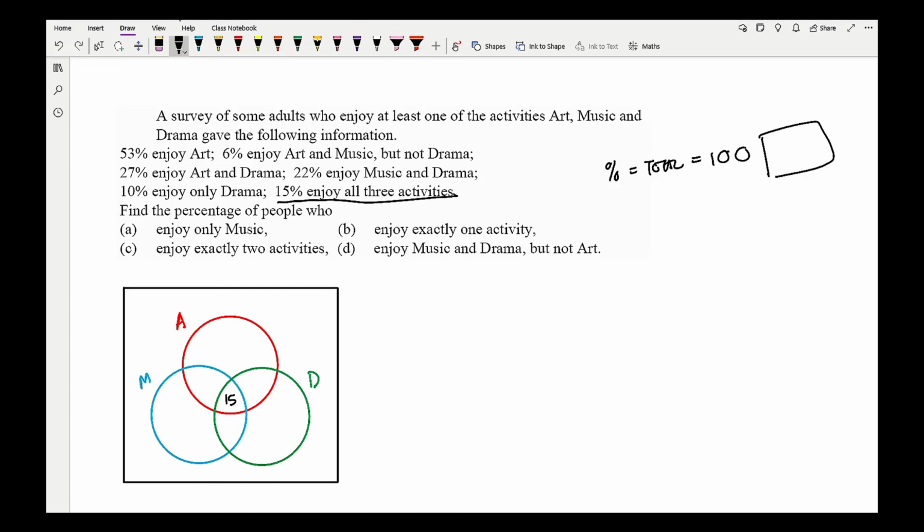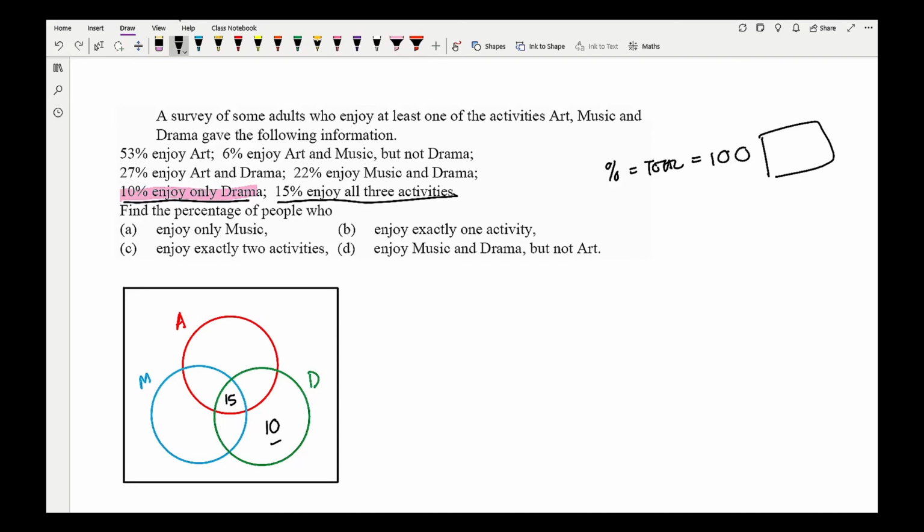Now, there is no particular order in this. It's just a case of how you break it down, but it is important that you do take your time when working through this. Now the next bit of information I'm going to pick out is 10% enjoy only drama. So what I'm going to try and do is pick out the bits of information that apply to just one section. So 10% enjoy only drama. Well, then that means that the only bit that's D is this section here. So there must be 10. And that's that bit done.